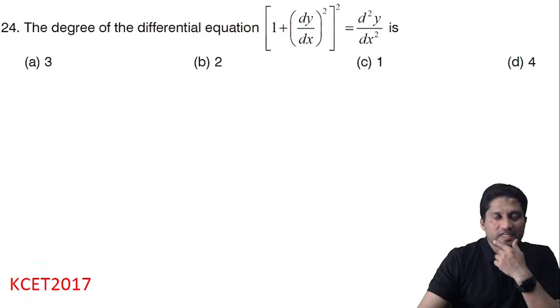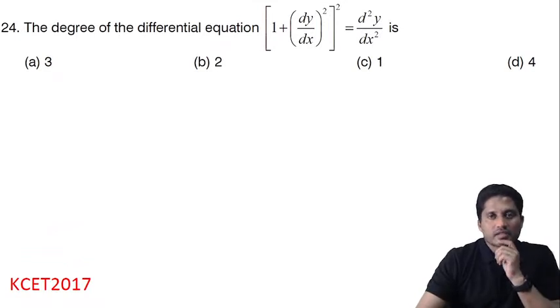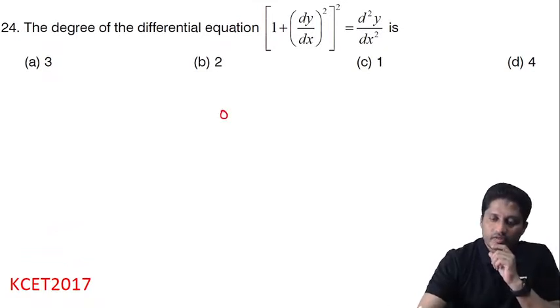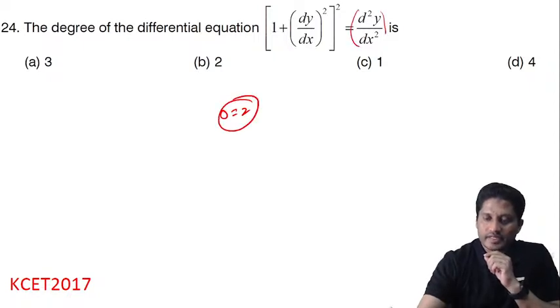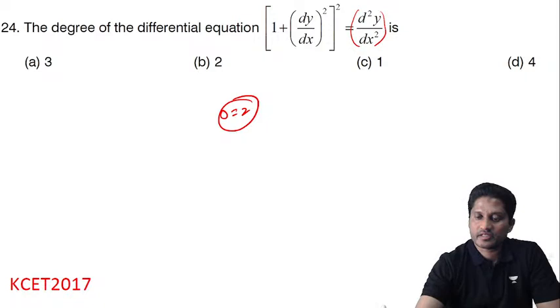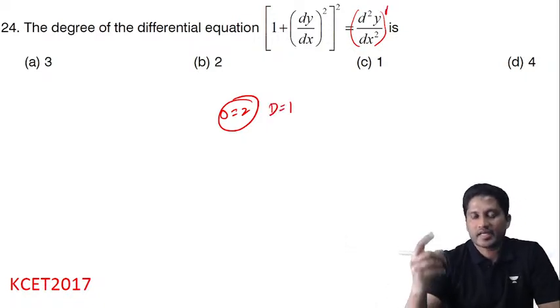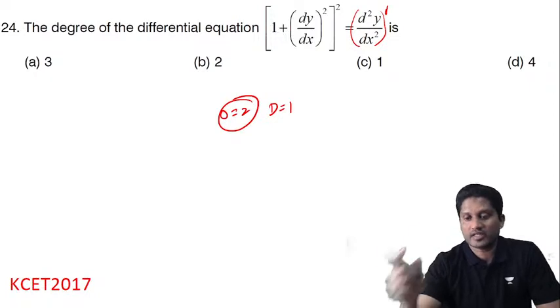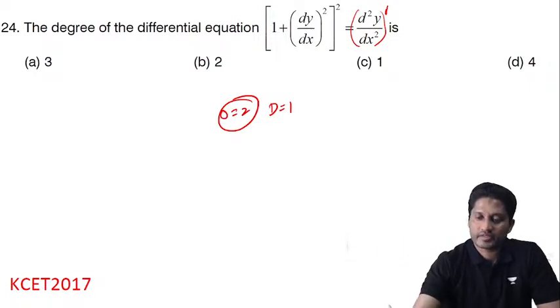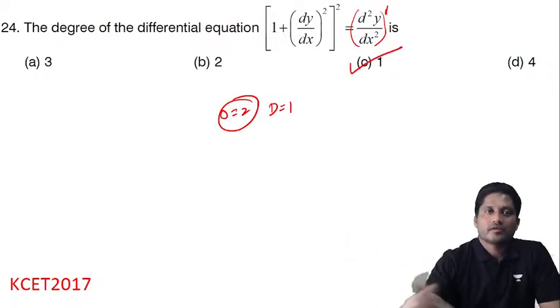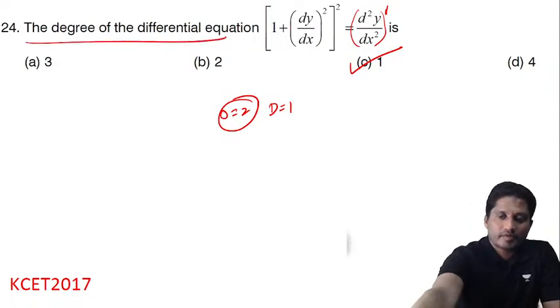Let's move to the next question. The degree of the differential equation is asked. Order will be equal to 2, the order of the highest derivative, d square y by dx square, is 2. Power of the highest derivative is called the degree, so degree is equal to 1. Don't take the highest power, you should take the power of the highest derivative. Power of the highest derivative is 1, degree is 1. He's asking only the degree, so degree should be 1.